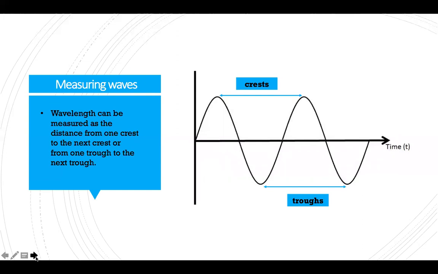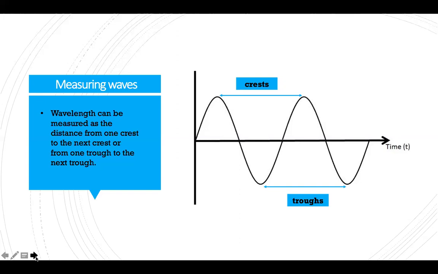Measuring waves. Waves have parts that can be measured. As you know, the crest is the highest point of a wave, and the trough is the lowest point of a wave. The greater the distance between these 2 points, the larger the wave is and the more energy it carries.